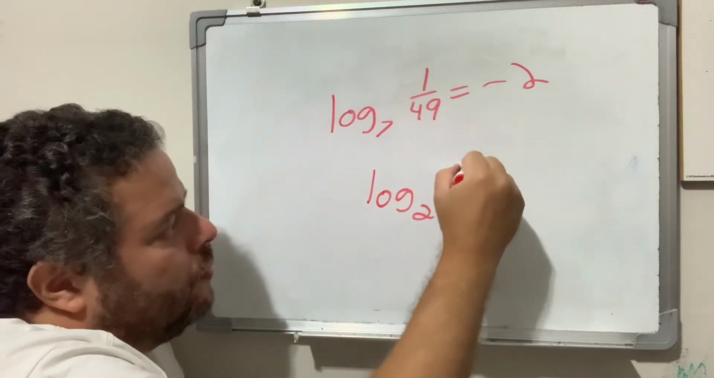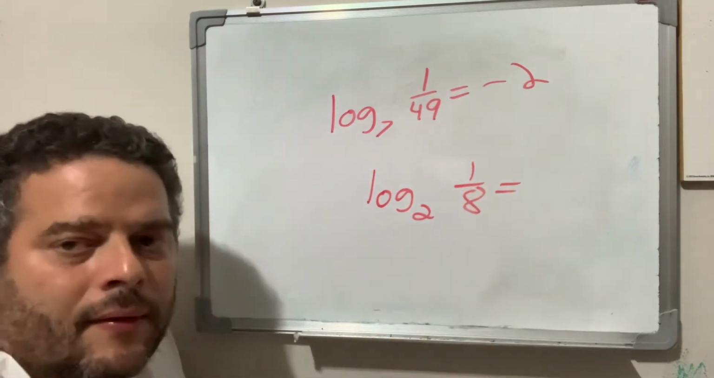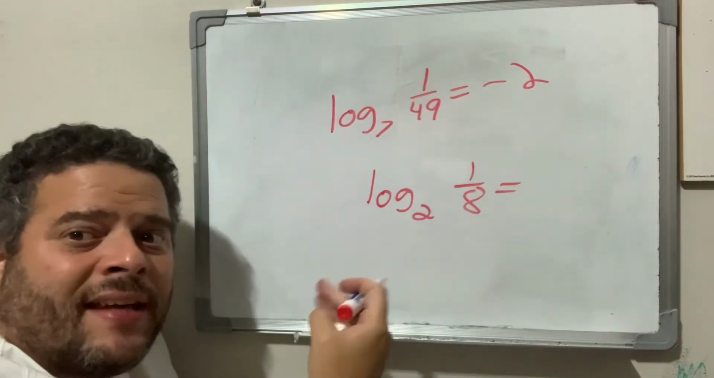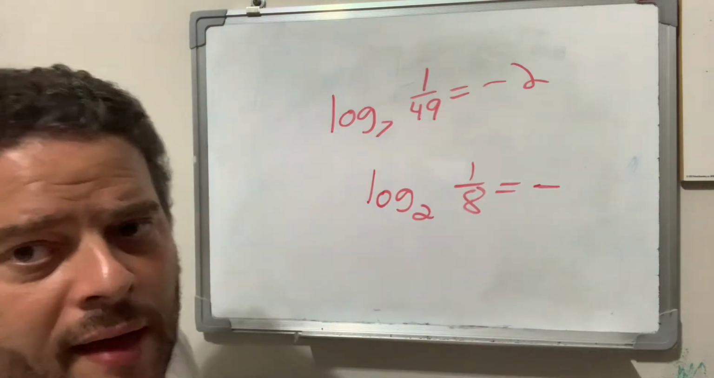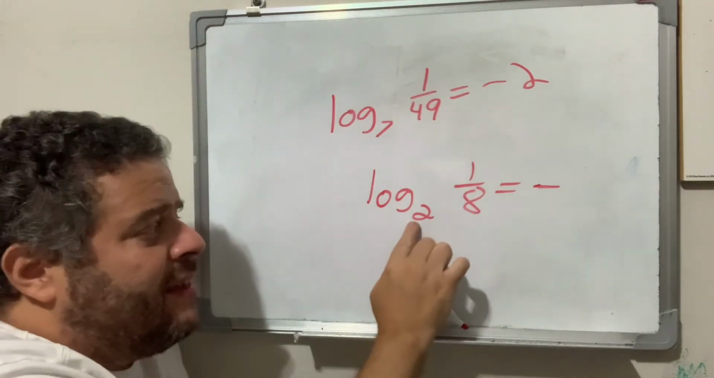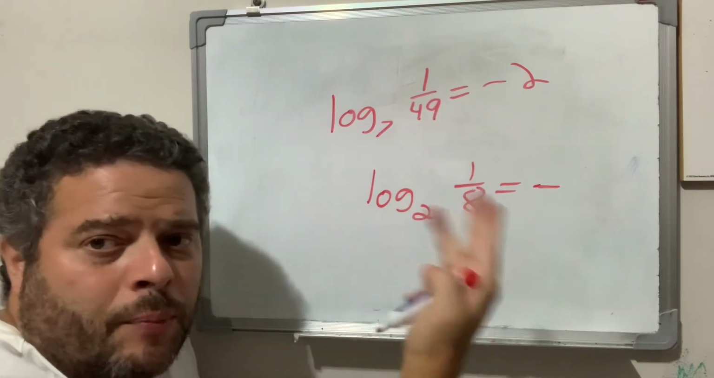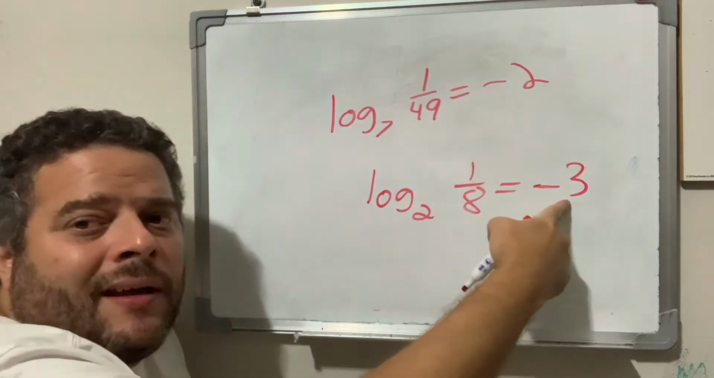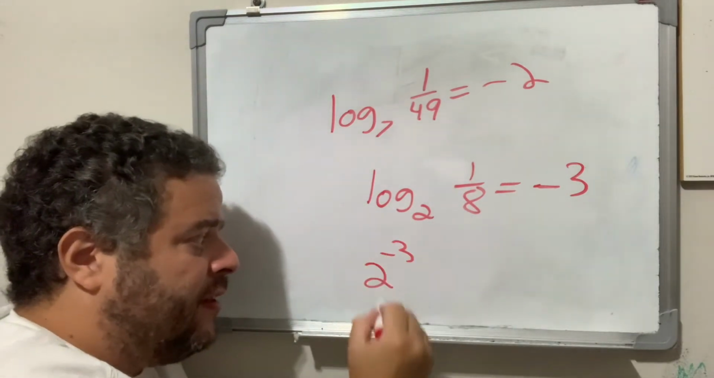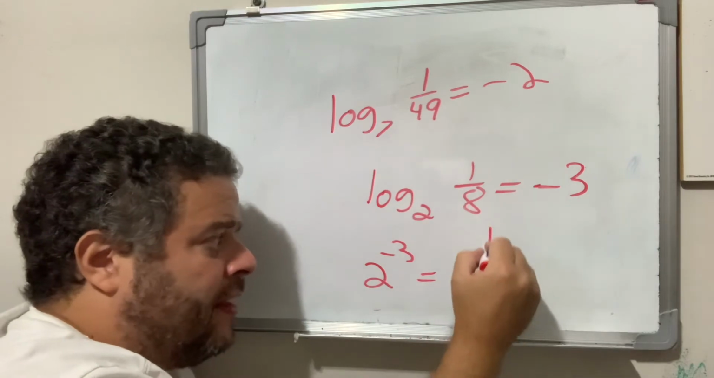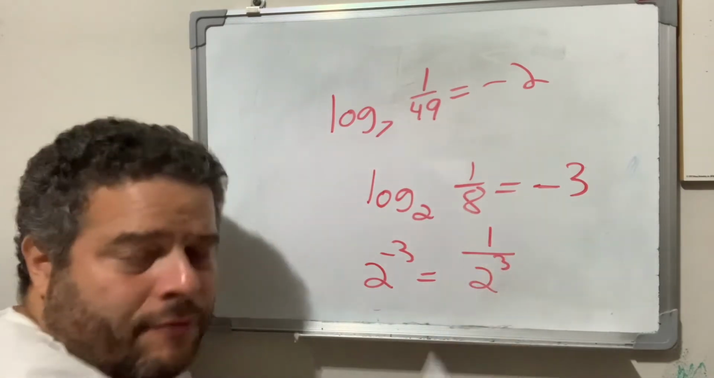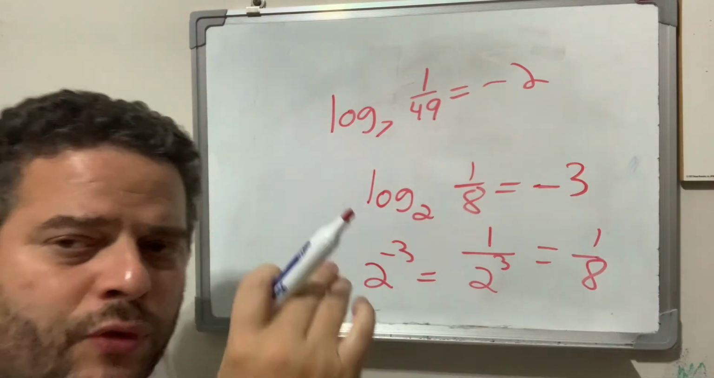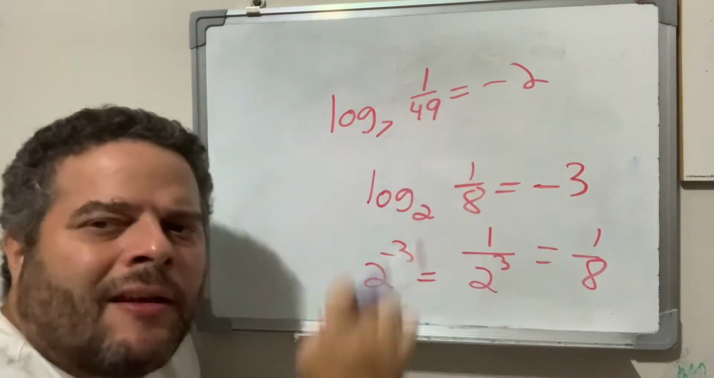Log base 2 of 1/8. Again, fraction, I'm probably going to end up with a negative answer. And what number do I raise this by to end up with 8? It would be 3. 2 times 2, 4 times 2, 8. The answer would be -3, because 2 elevated to the -3 is the exact same thing as 1/2 to the +3, and 2 to the 3rd power is 8. So again, whenever you see fractions, just immediately think negative exponents.